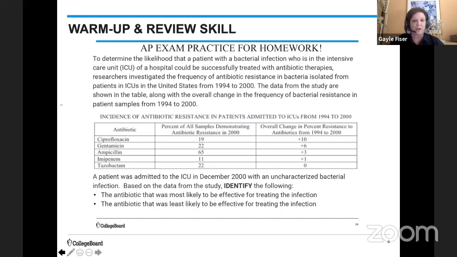Okay, what is our job to do? A patient was admitted to the ICU in December 2000 with an uncharacterized bacterial infection. Based on the data from the study, identify the following: the antibiotic that was most likely to be effective for treating the infection, and then identify, two identifies here, the antibiotic that was least likely to be effective for treating the infection. I'll give you about 20 seconds to do that if you are just joining us for the first time.